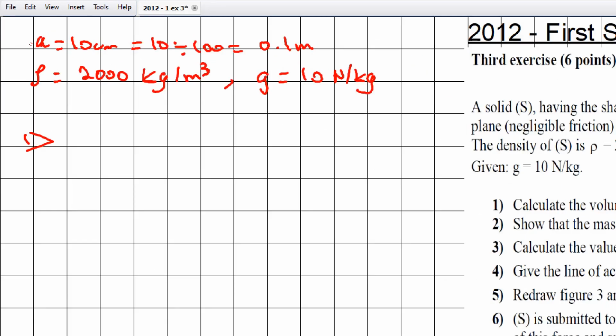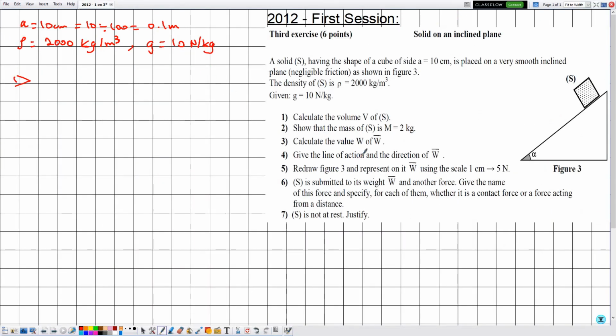Notice that here they gave me the side of the cube, so we can directly determine the volume of this cube. Knowing the volume and the density, one can determine the mass. Knowing the mass and g, we can calculate the magnitude of the weight vector W. So number one, they are telling me to calculate the volume V of S.